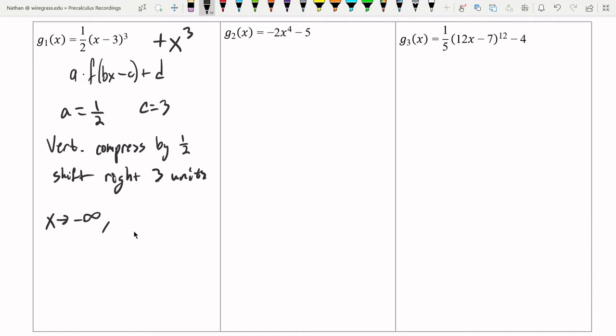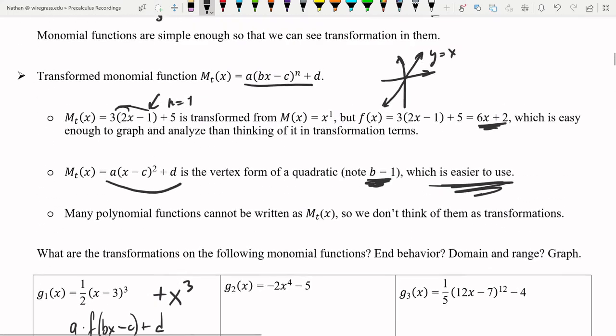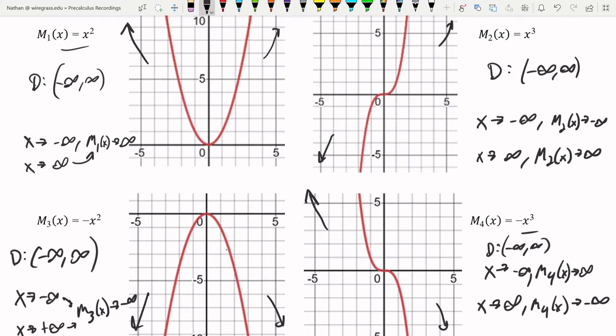As x goes to the left, the function g1 of x goes to negative infinity. As it goes to the right, the function goes to positive infinity. Okay, domain and range. These are pretty simple to show. It follows x cubed's behavior. I didn't show the range up here, but the range is pretty easy to see.